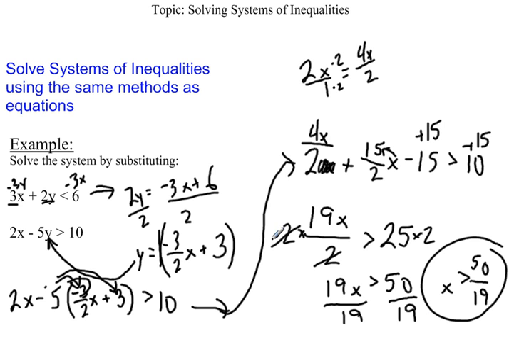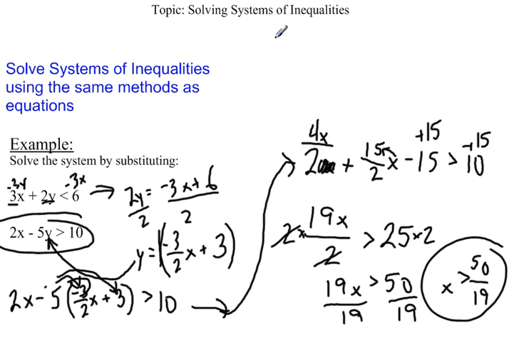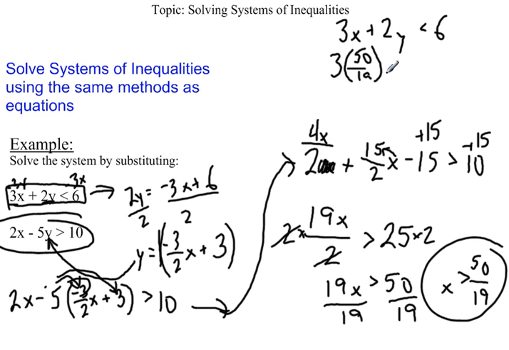To solve for y, make a little room here. Let's solve for y using, I don't think it's going to make much difference here. We'll use 2x minus 5y is greater than 10. No, I can't use that one. Let's use 3x plus 2y is less than 6. So 3x plus 2y is less than 6. What I'm going to have is 3 times 50 over 19 plus 2y is less than 6. Giving me 150 over 19 plus 2y is less than 6.